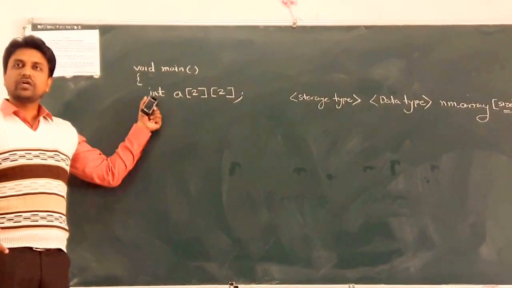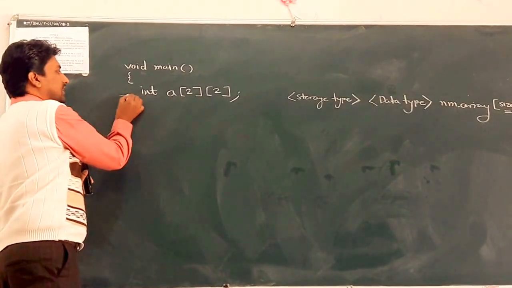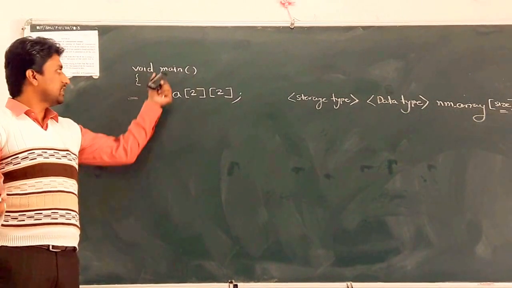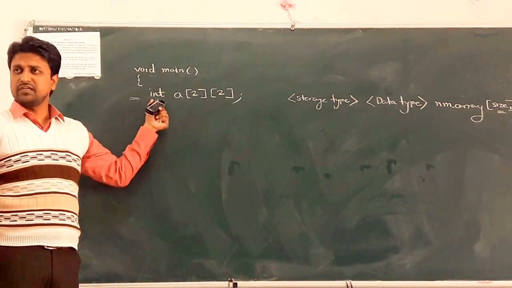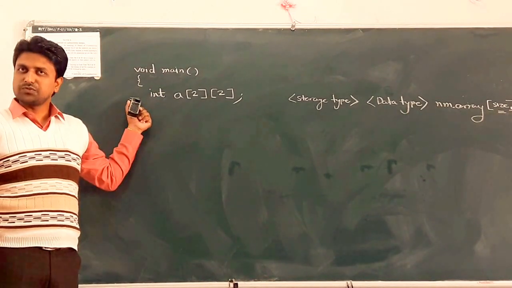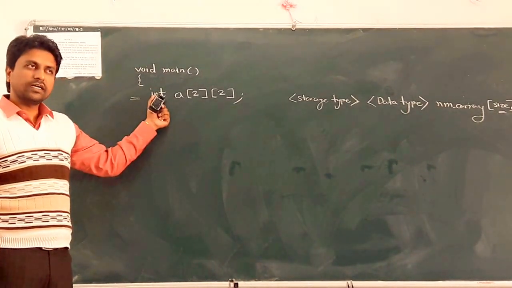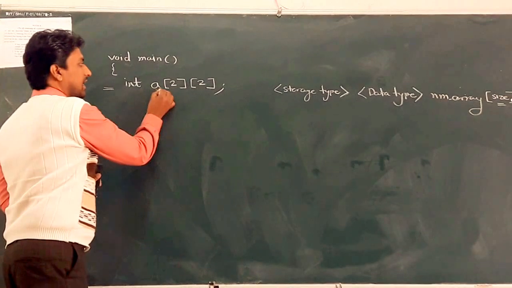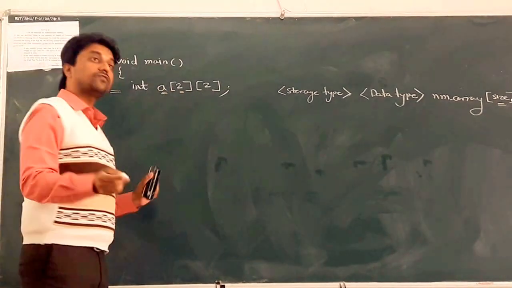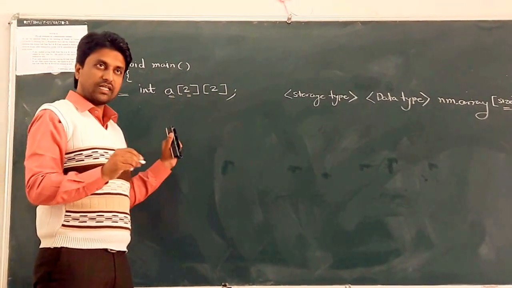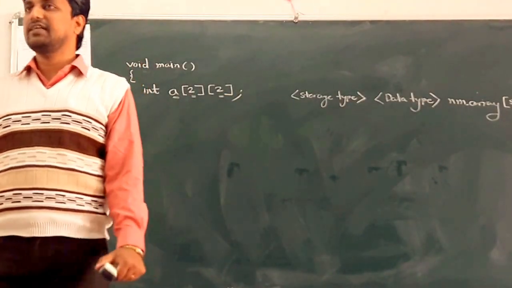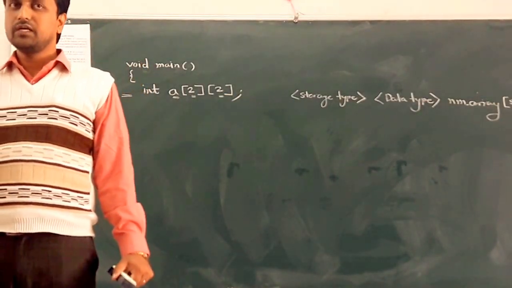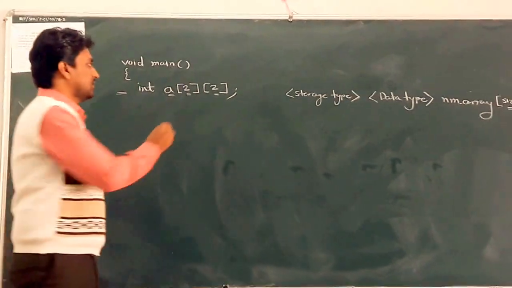You have to declare a two-dimensional array. That is storage type, but storage type is optional. If you declare the array inside the main function or any function, then storage type is optional. Then data type, then name of the array, then size of the first subscript, that is the first dimension of the array. Then specify the size of the second dimension of the array. Okay, that is also specified.